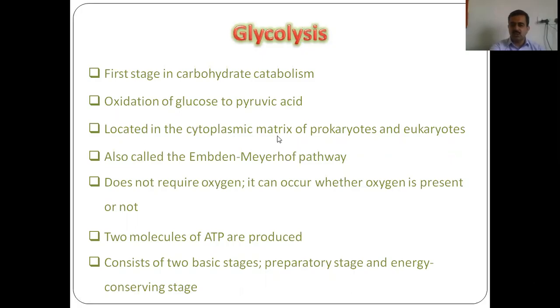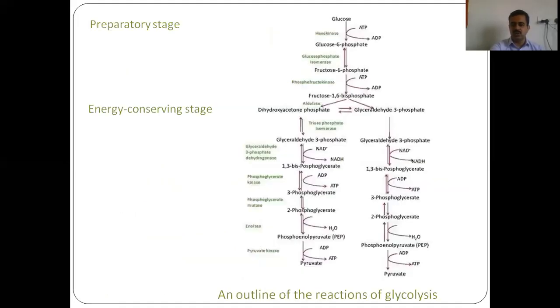It is located in the cytoplasmic matrix of prokaryotes and eukaryotes. Also called the Embden-Meyerhof pathway. It does not require oxygen. It occurs whether oxygen is present or not. So this pathway of glycolysis doesn't depend upon oxygen. It can happen in a non-oxygenic phase as well as an oxygenic phase. Two molecules of ATP are produced, and it consists of two basic stages: one is the preparatory stage, another is the energy conversion stage.